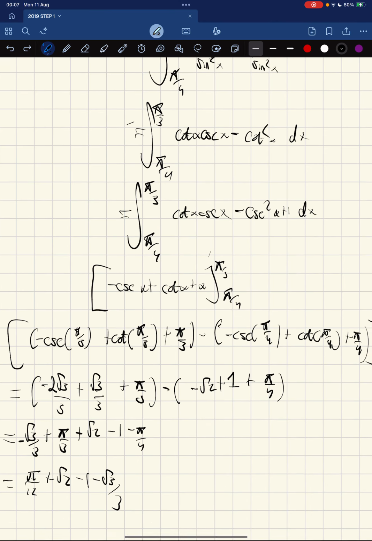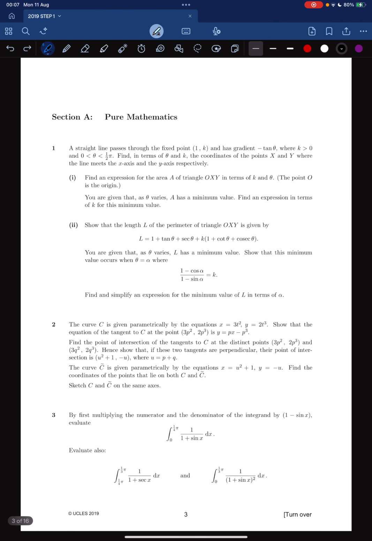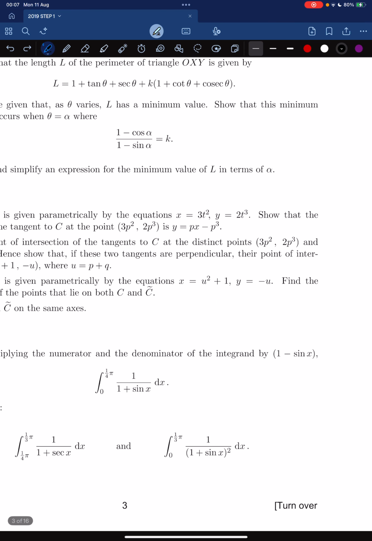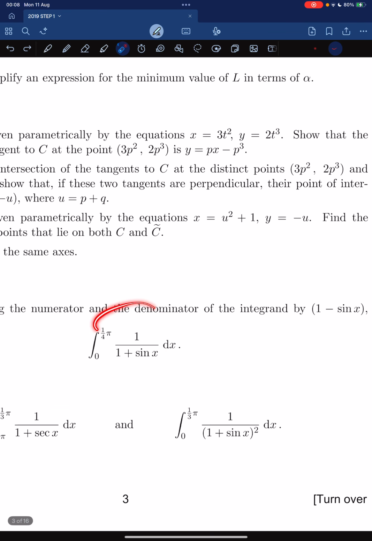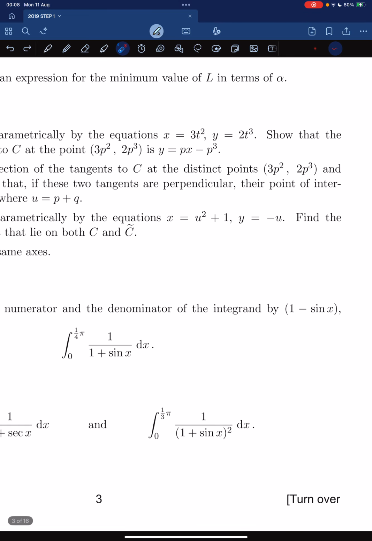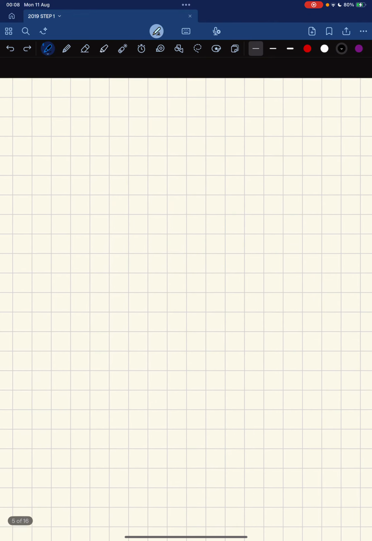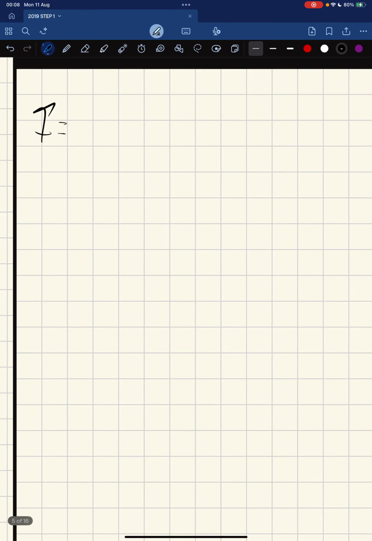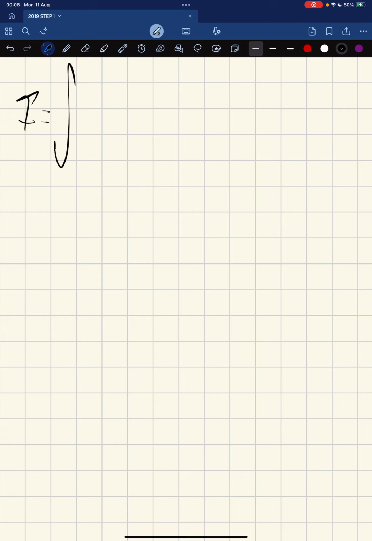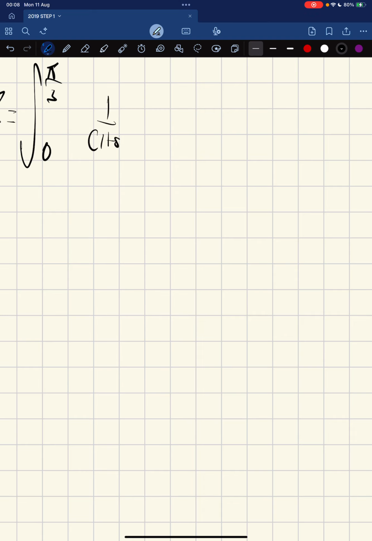Okay, so now we're going to go down to the third integral. It's essentially the same integral as this, but we have a square term here, right? So again, that applies the same technique. We're going to define I to be the integral from pi over 3 to 0 of 1 over 1 plus sine x squared dx.